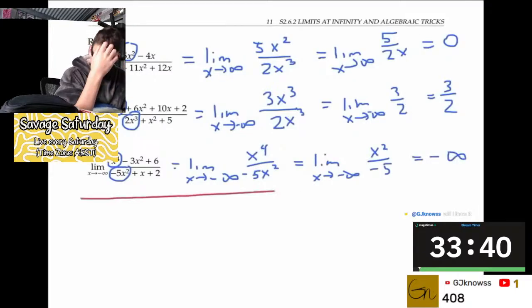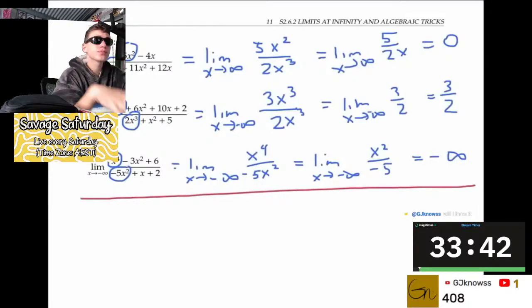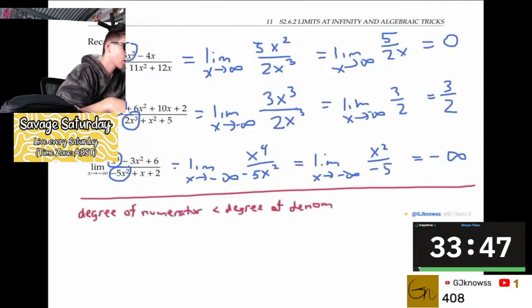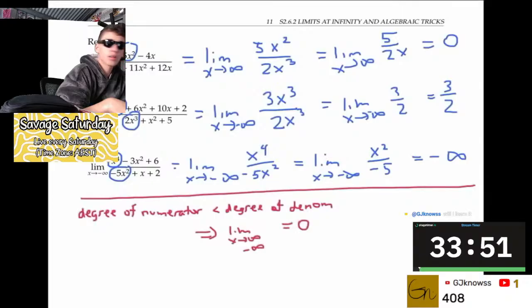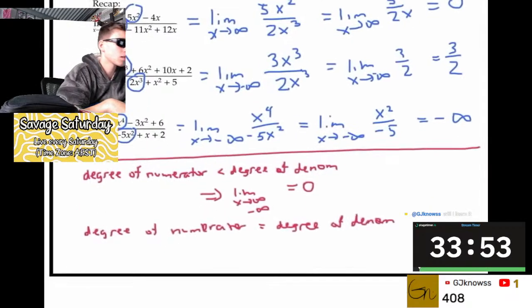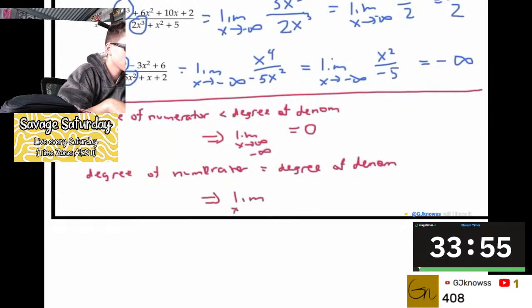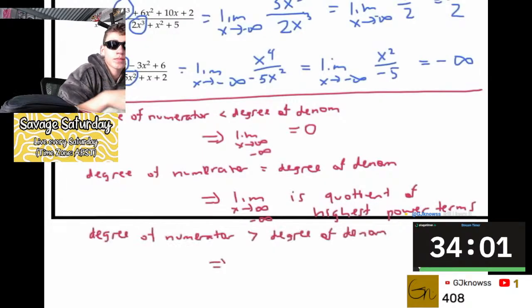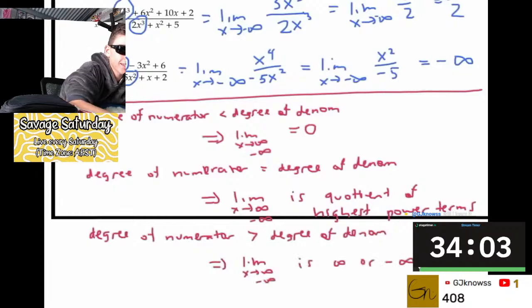For rational functions in general, looking at the highest power terms lets you reliably predict the limits at infinity and negative infinity. When the degree of the numerator is less than the degree of the denominator, then the limit as x goes to infinity or negative infinity is 0, as in example 1 above. When the degree of the numerator is equal to the degree of the denominator, then the limit is just the quotient of the highest power terms, which is how we got 3 halves as the limit in the second example. And finally, if the degree of the numerator is greater than the degree of the denominator, then the limit is going to be plus or minus infinity, like it was in the third example.